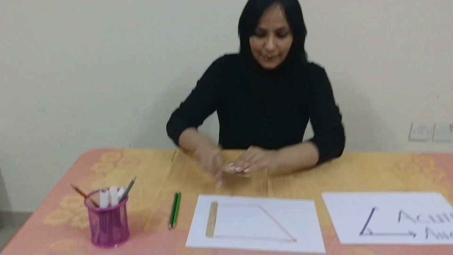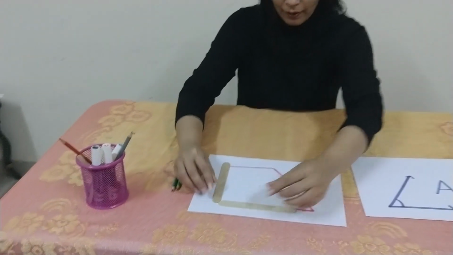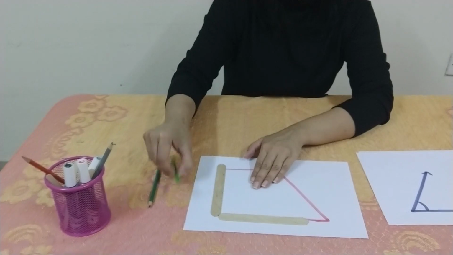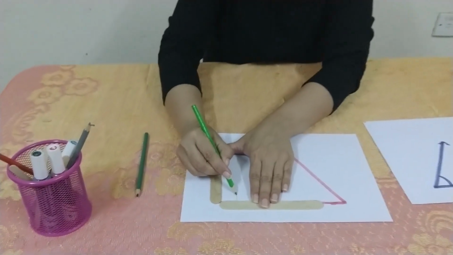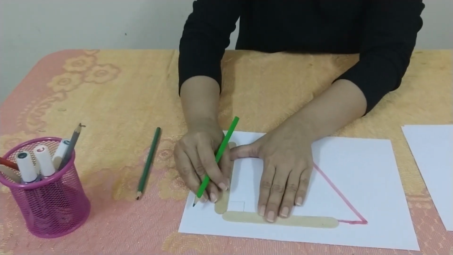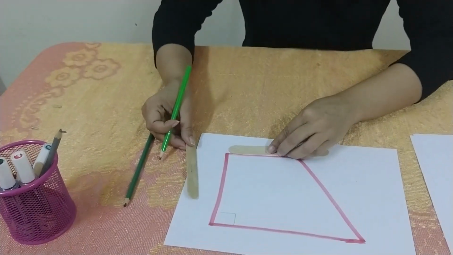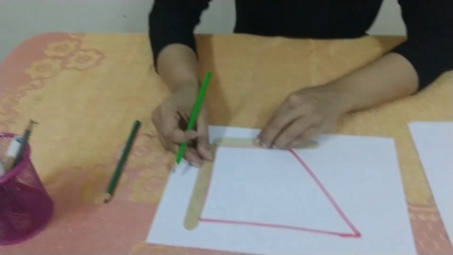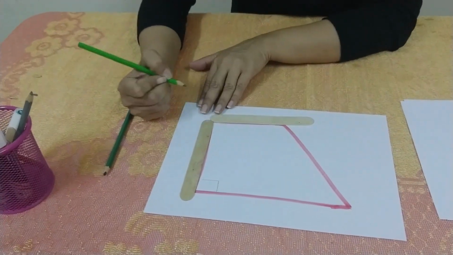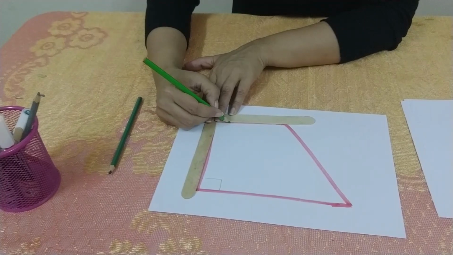Now how will you use these sticks to find out the angles in a shape? You can either use the sticks or you can use the pencils. I am using the sticks. I will place the sticks here. Now if you see, it is making a square corner. So that means this is a right angle. Now I placed it here again. So you see that it is making a square corner. So this is a right angle.